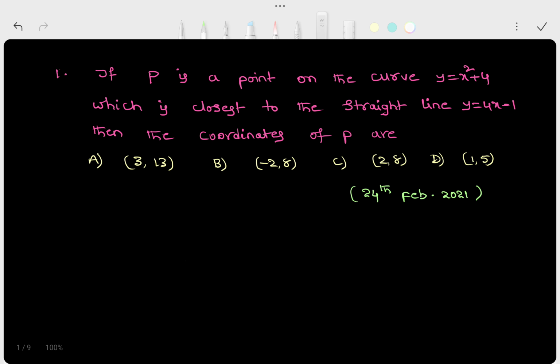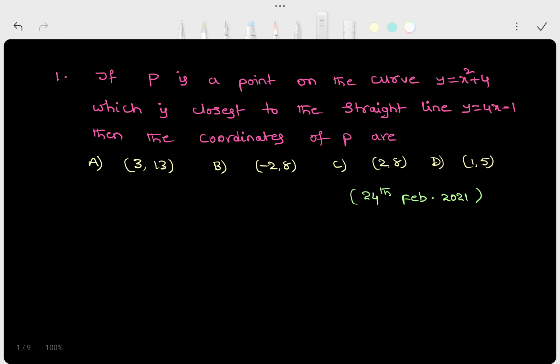First we will see some examples. In this problem, let p be a point on the curve y equals x square plus 4, which is closest to the straight line y equals 4x minus 1. Then find the coordinates of the point p. This question is from JEE Mains 2021, February 24th.